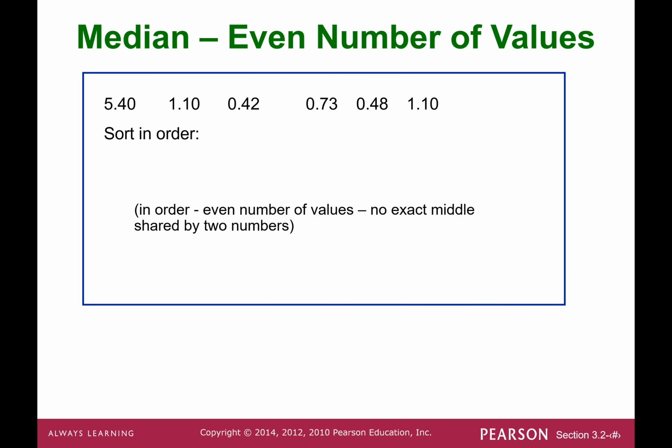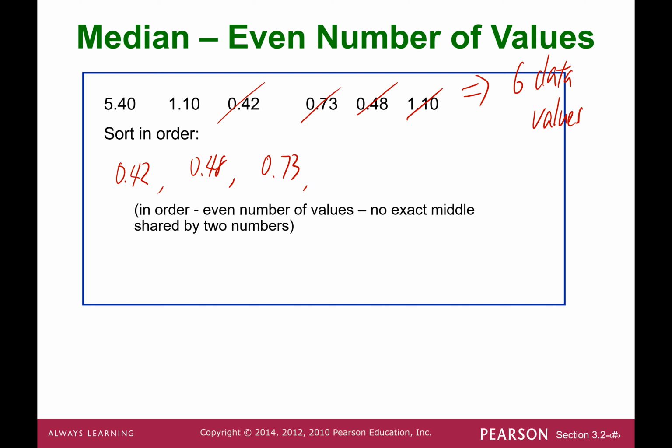In this case, we have an even amount of data values, 6 data values. So it's another scenario. Again, we sort the data into increasing order. So 0.42 goes first, then 0.48, 0.73, 1.0, 1.0, 1.10, 1.10. The last data value is 5.40. Now you look at the middle two, right? Since the sample size is even, we average the middle two.